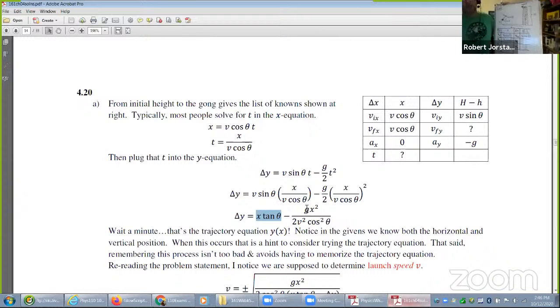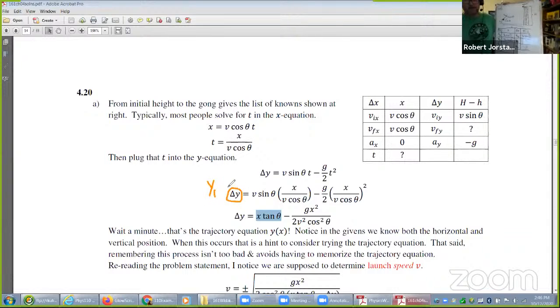Okay? And again, comparing this, the delta y, that's the same thing as y final minus y initial. And that's why we get h minus h. So it looks very similar to that. It's basically the trajectory equation y of x. All right. So now I just want to point out, let me get that equation on the board and show you some steps, okay? So I'm going to get this equation written down.